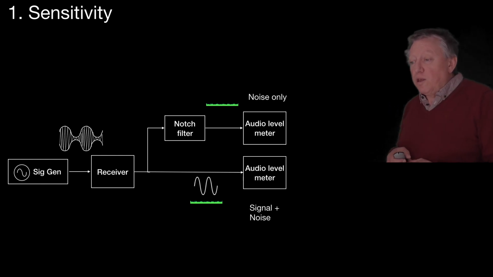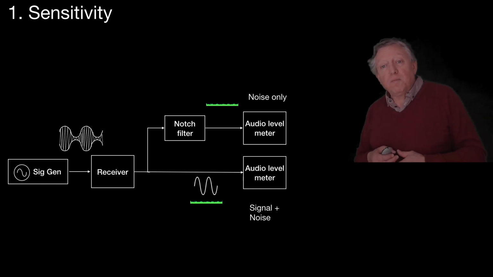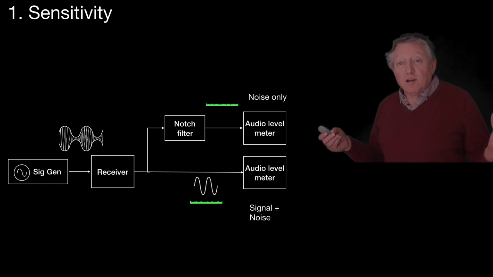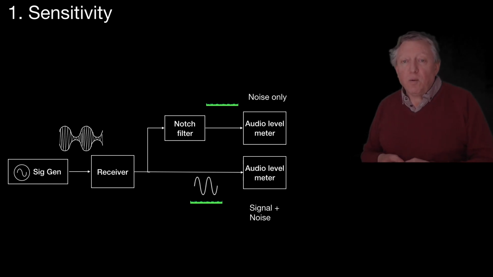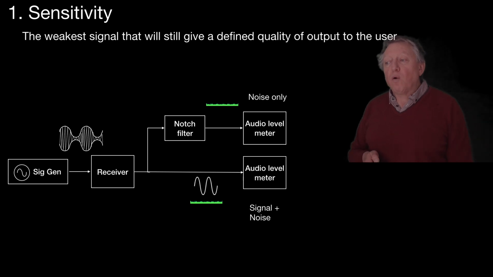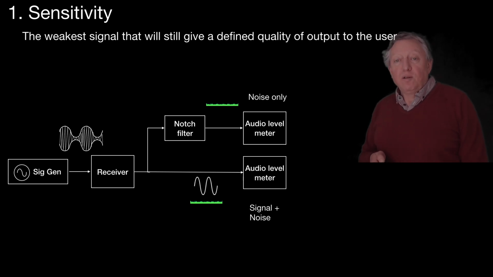We've got signal plus noise at the bottom and noise only at the top. So if we subtract the noise only from signal plus noise, that'll just give us the signal. And we've got the noise only, so we can work out our signal to noise ratio. So, the sensitivity then, the weakest signal that will give us a defined quality of output to the user.